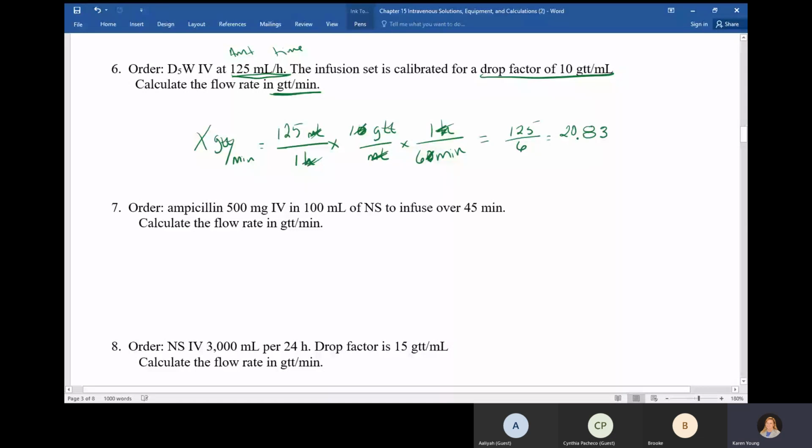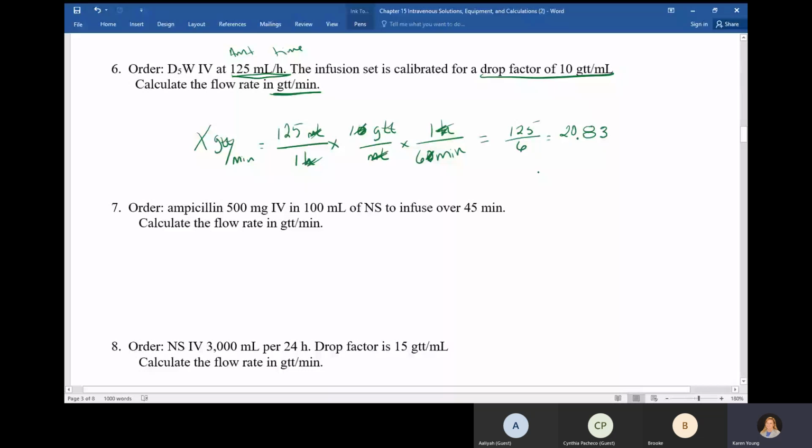Now think about raindrops, y'all. You don't ever see a piece of a raindrop, right? It's kind of hard to do. So drops are calculated as whole numbers. Okay, our flow rate is going to be written as a whole number. So I can't use the 20.83.